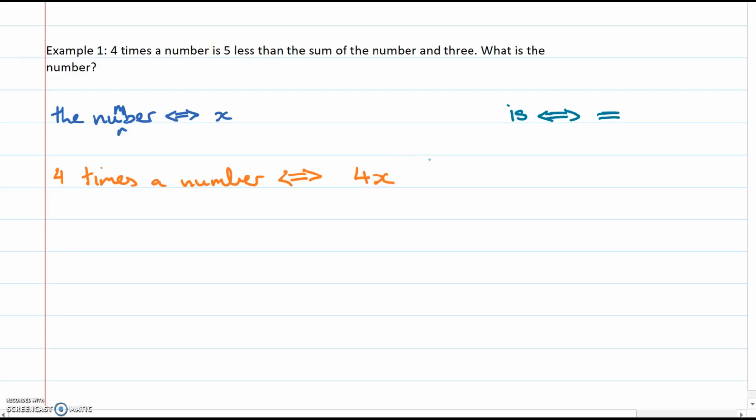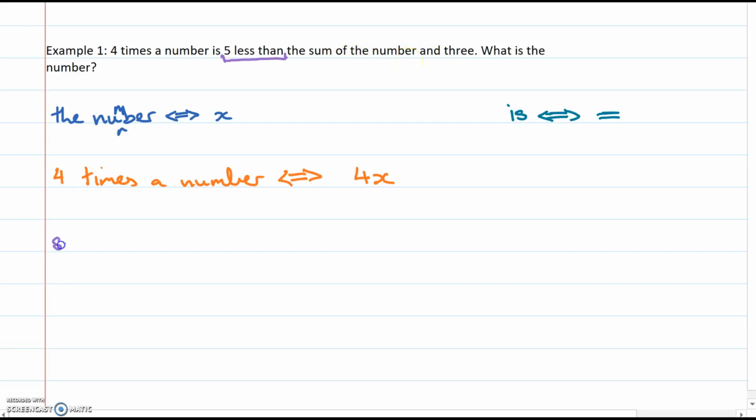Now the next bit is a little bit dangerous. 5 less than the sum of the number and 3. So when we see this "5 less than", that's the bit that I want you to concentrate on. That means whatever comes after the "less than", we're going to subtract 5 from that. Now, what comes next is the sum of the number and 3, which is going to be x plus 3.